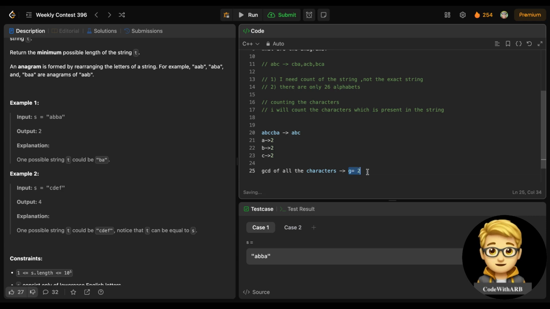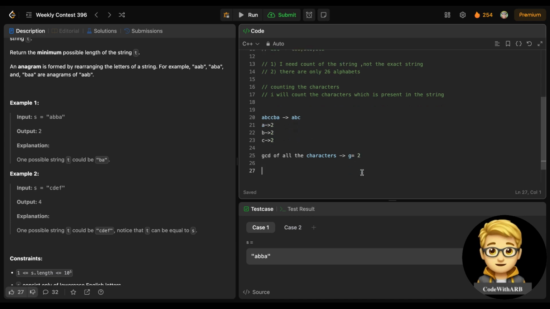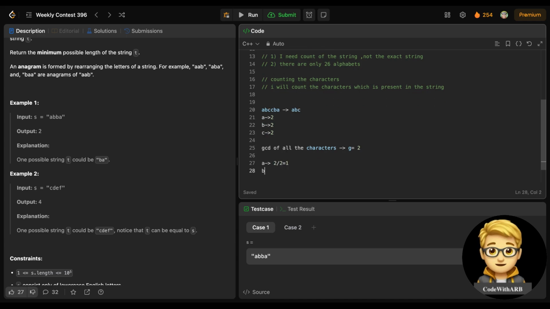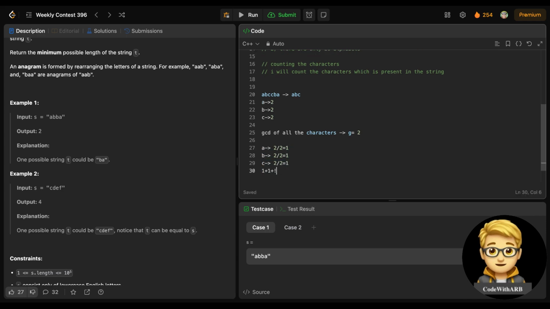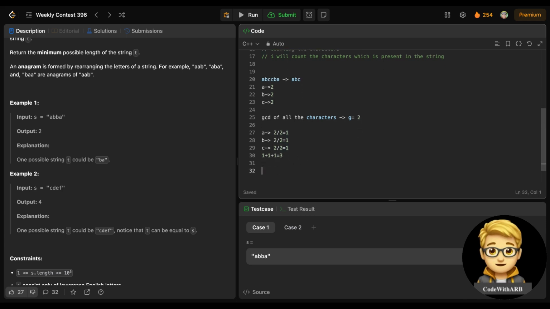Now I will divide all the occurrences by the GCD, so that I can find the minimum number of characters I need to make this string as an anagram, right? So 2 by 2 is 1, B is 2 by 2 is 1, again C is 2 by 2 is 1, which after summation becomes 1 plus 1 plus 1 is equal to 3. So the answer is 3 for this ABCB, right?